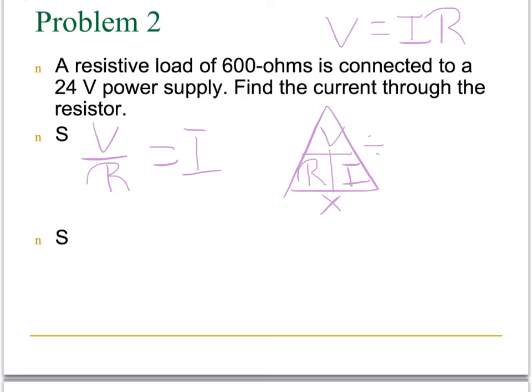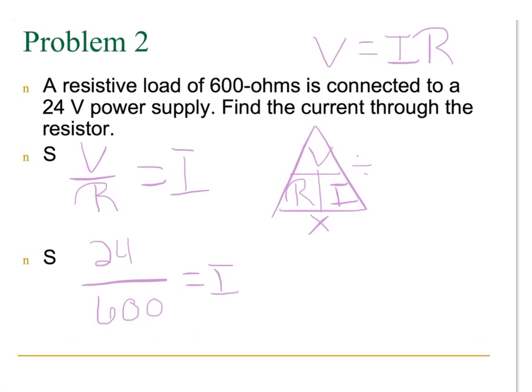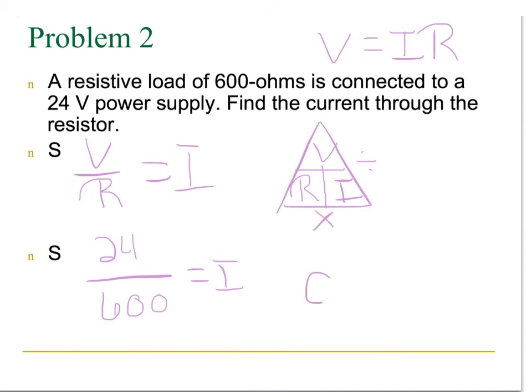So now that we have our equation, let's plug in our numbers. We have a voltage of 24 volts and a resistance of 600 ohms. So our equation looks like 24 divided by 600 is equal to the current. When we plug that number into a calculator, we get an answer of 0.04, and because we were finding the current, our unit is amps or amperes.